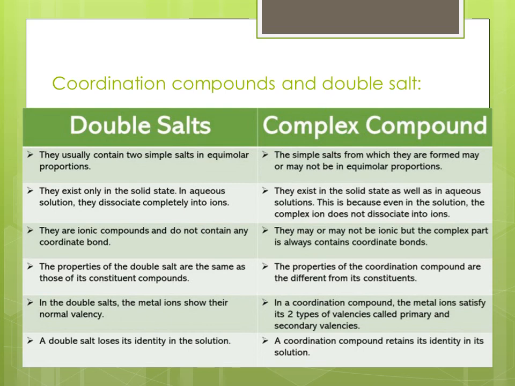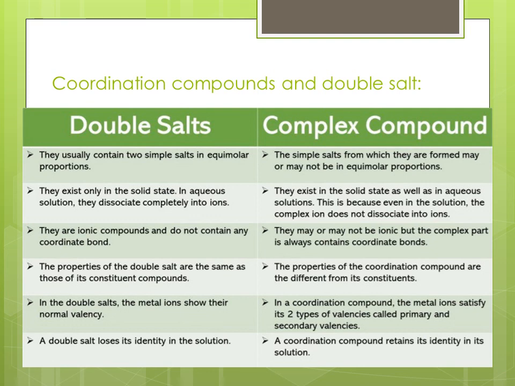The properties of the double salts are the same as those of their constituent compounds. But the properties of the complex compounds are different from their constituents. Here, if ferrous sulfate and ammonium sulfate form a double salt, it will have properties similar to them, but a complex compound will be entirely different. In double salts, the metal ions show their normal valency. But in the coordination compound, the metal ions satisfy two types of valency. In double salts there is only one type of valency, the primary valency alone. But here there are two valencies, one called primary valency and another called secondary valency. You will learn the details in the next video.